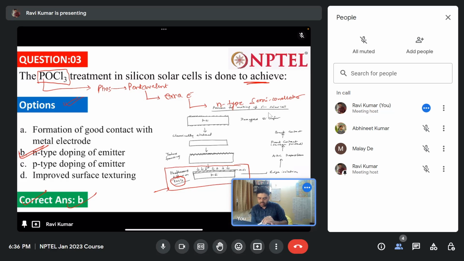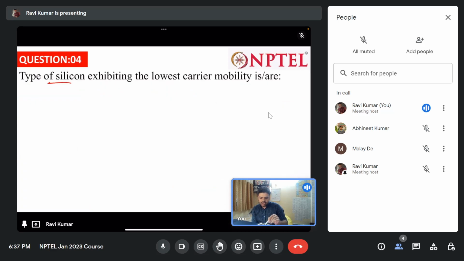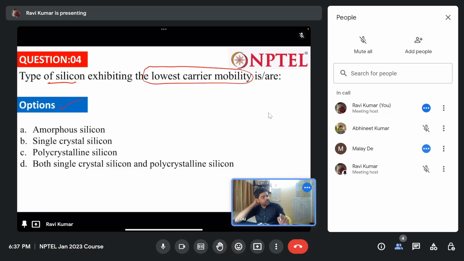So the next question says, type of silicon exhibiting the lowest carrier mobility. Which type of silicon exhibits lower carrier mobility? Among these options are amorphous silicon, single crystalline silicon, polycrystalline silicon, or both single crystalline and polycrystalline. Sir, A, amorphous silicon. Okay. Why do you think the carrier mobility is very low in amorphous silicon? Do you have any idea why the carrier mobility in amorphous silicon is lowest?